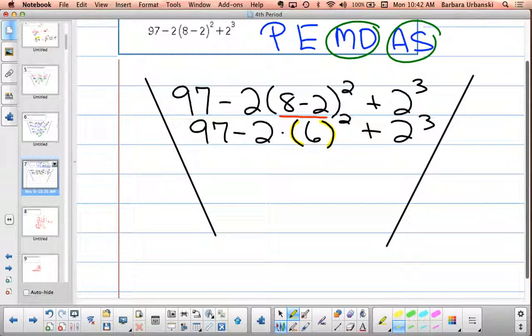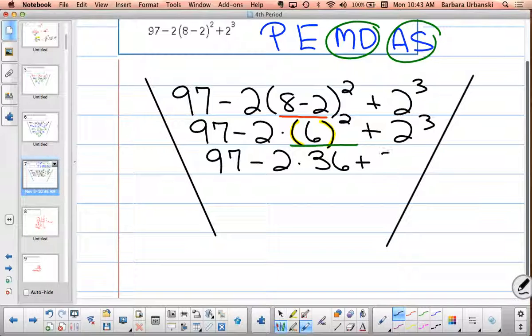Next, do we have exponents? Yes, we do. So I'm going to go ahead and underline, and then our next line, we're going to copy our problem. We'll have 97 minus 2 times. Now we need to know what is 6 to the second power. 6 multiplied by itself twice will give us 36, plus 2 to the third power. Now we could have underlined 2 to the third power along with 6 to the second, but we are going to now do that as our next step because we still need to take care of our exponents.